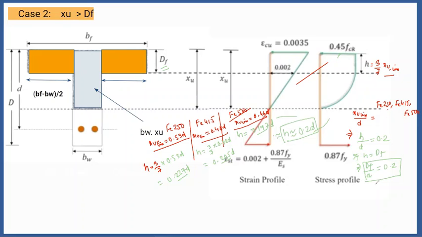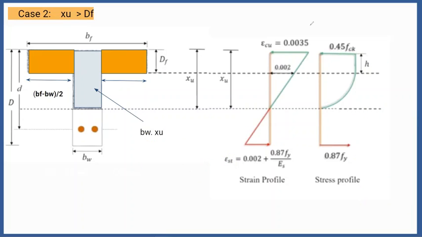ठीक है, तो मतलब मुझे दो कंडीशन यहां से मिल सकते हैं. एक कंडीशन होगा Df by D less than or equal to 0.2. The other condition will be Df by D greater than 0.2. It can be. Okay. So let's see all the cases differently.